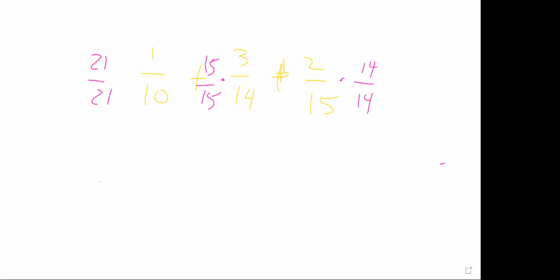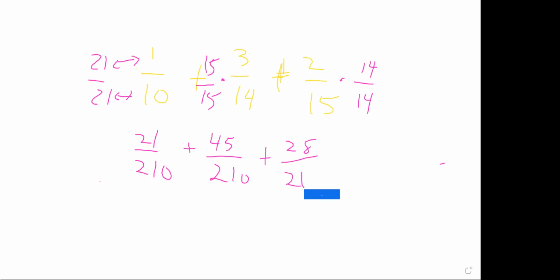Now you multiply: 21 times 1 is 21, and 21 times 10 is 210. Plus 15 times 3 on top is 45, and 15 times 14 is 210. 2 times 14 is 28, and 15 times 14 is 210. So now you know that you've got a common denominator, so you add the tops. You're doing 21 plus 45, which is 66, plus 28, which is 94.